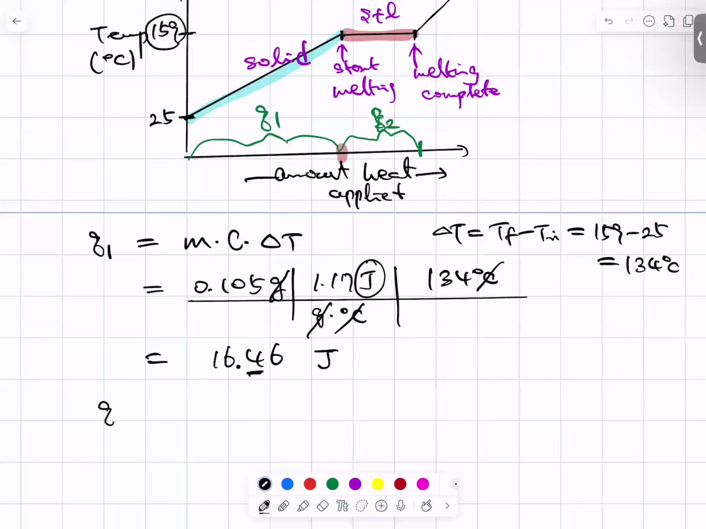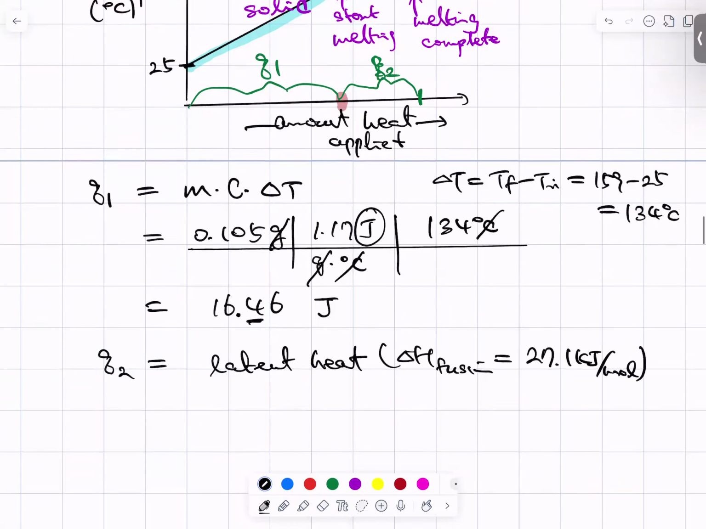In Q2, the temperature doesn't increase at all. And in this time, when it's melting or boiling, we have to use latent heat. Heat of fusion is given here. How much is it? Okay, let's go to the table. Heat of fusion is given as 27.1 kilojoules per mole. So we need to use this information.